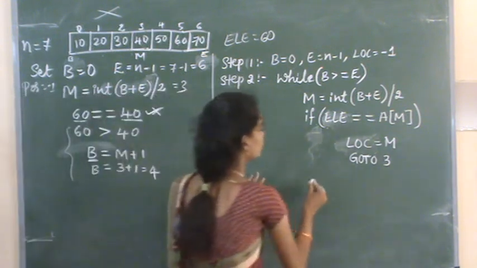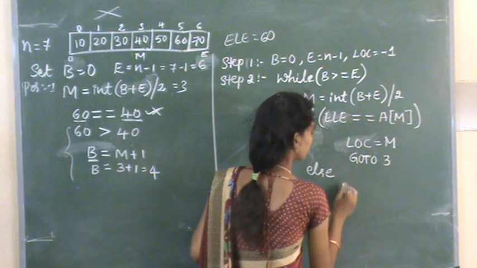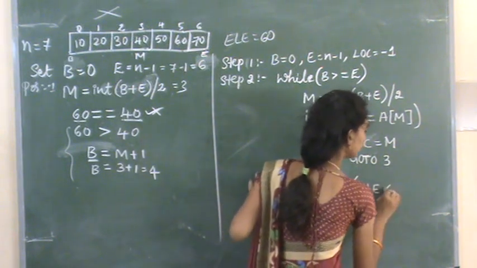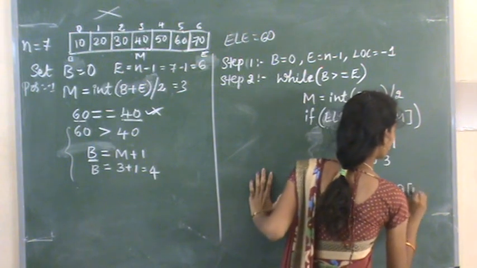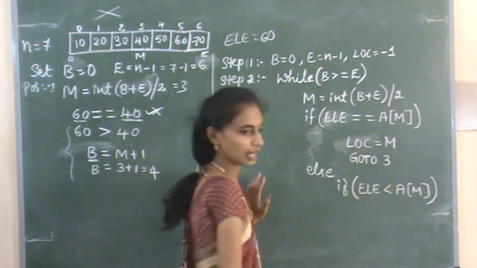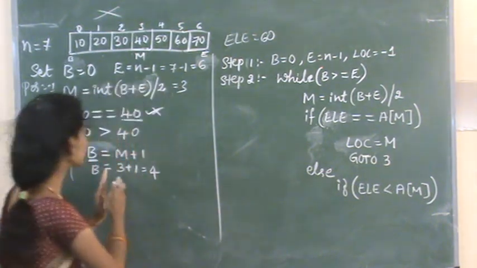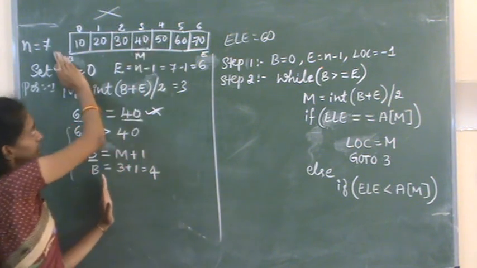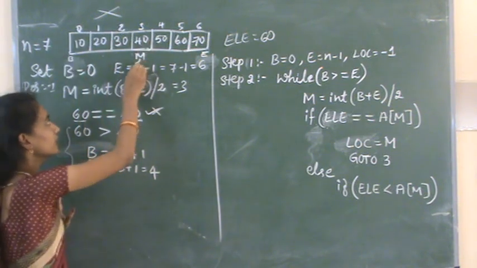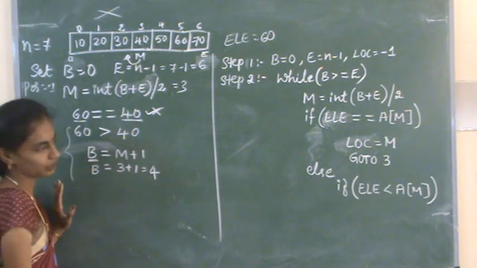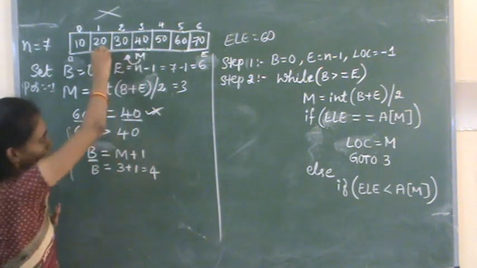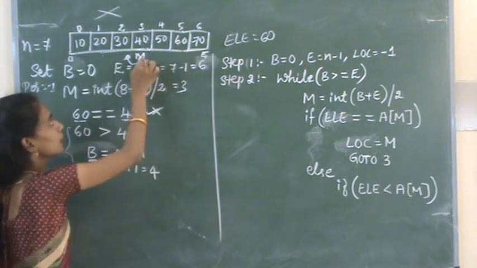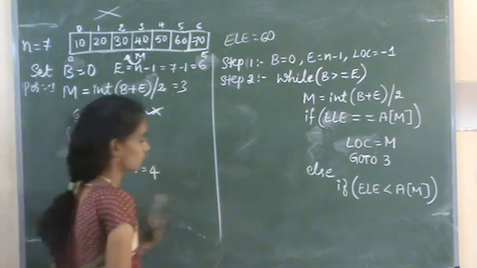So for that we are using else if element is less than A of mid. Okay, so suppose now in this example it is greater than mid element. So suppose if it is less than mid element, then we will decrement the M value. Okay, so if the search element is less than the mid element, then we make the end element mid minus 1. So that is this.